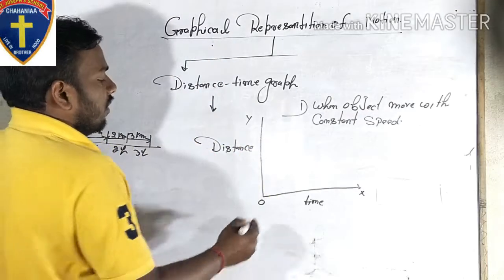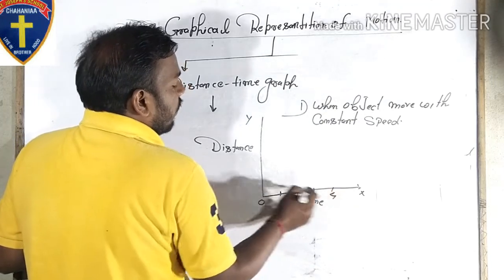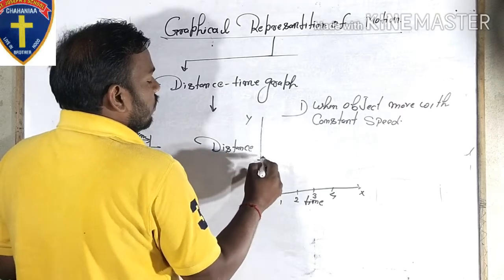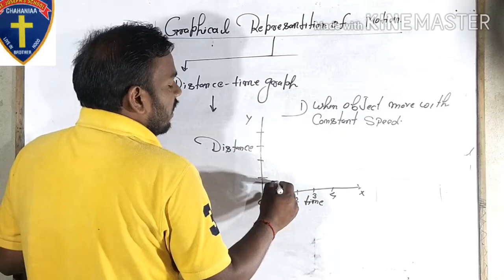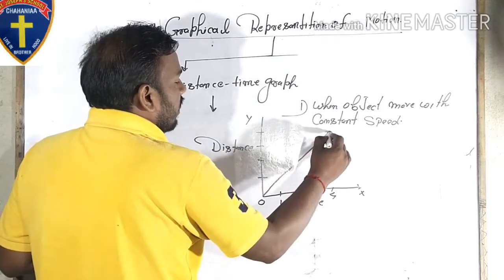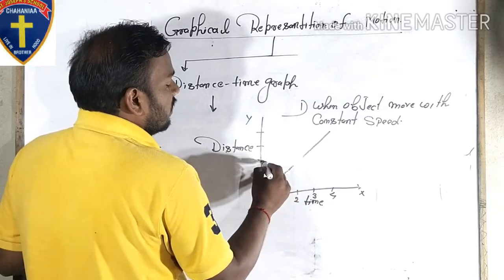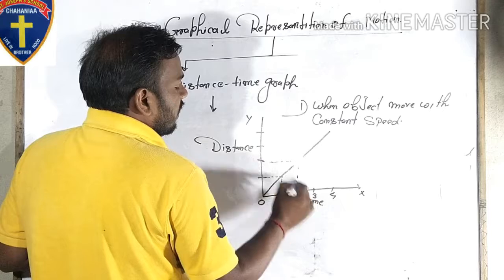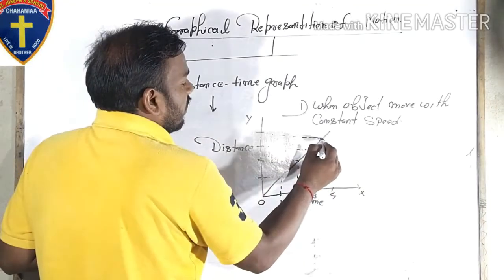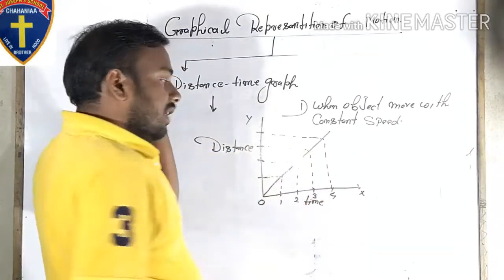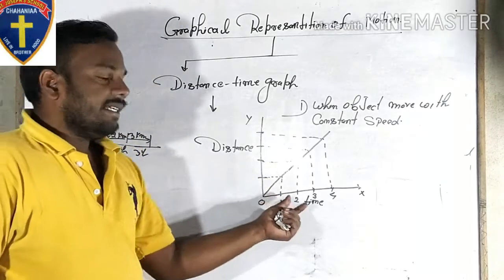There we get 1, 2, 3, 4, meaning equal distance in equal time interval. We get a straight line. So that is the graphical representation of the motion, with distance and time.